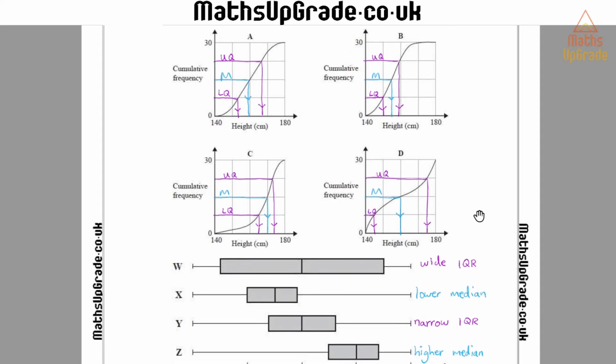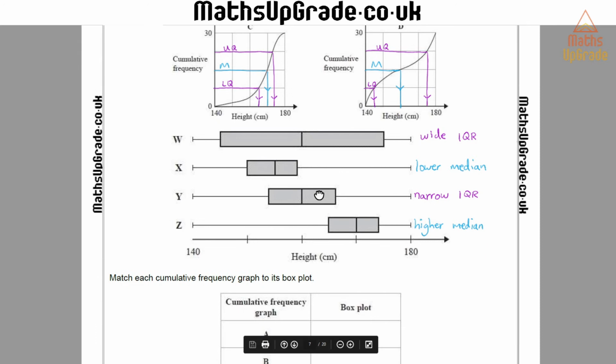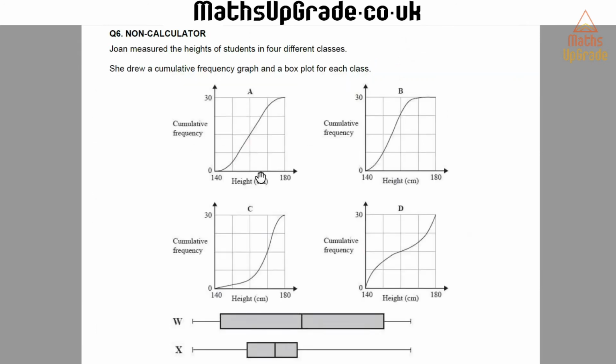What that means is graph A would most likely match graph Y. It would match Y since the lower quartile, median, and upper quartile are fairly close together. They've got a fairly narrow interquartile range. So graph A would match box plot Y. So that's what I've put in my answers here.